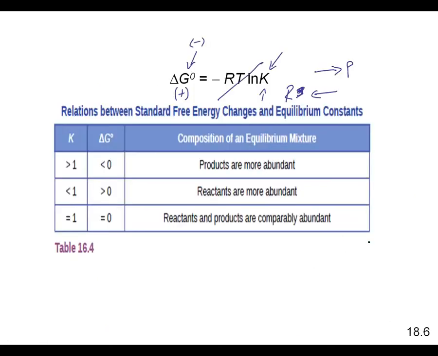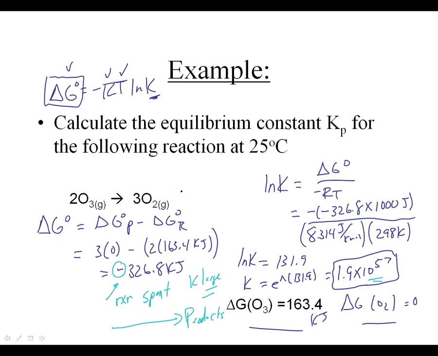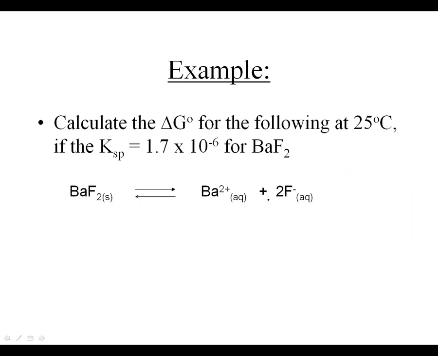All right, so let's take a look. I think I've got another example, if I'm not mistaken. Yep. So why don't you give this one a go here? Calculate the delta G naught if the Ksp is 1.7 times 10 to the minus 6. See what you come up with.